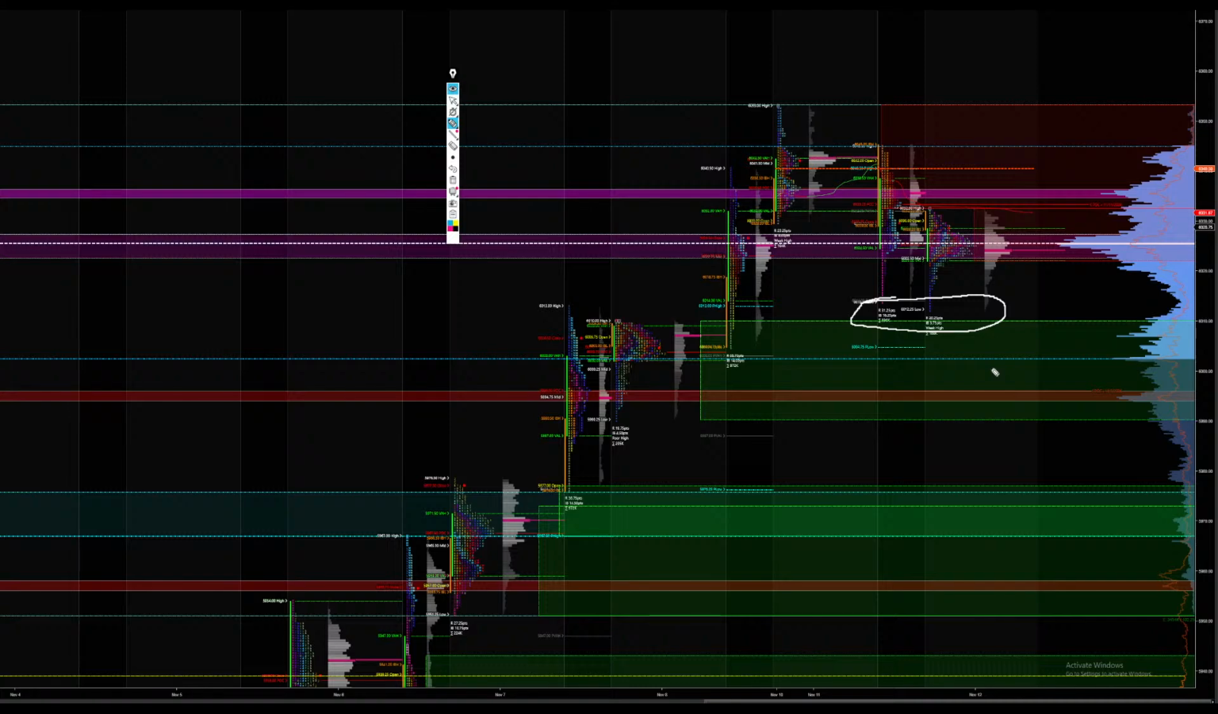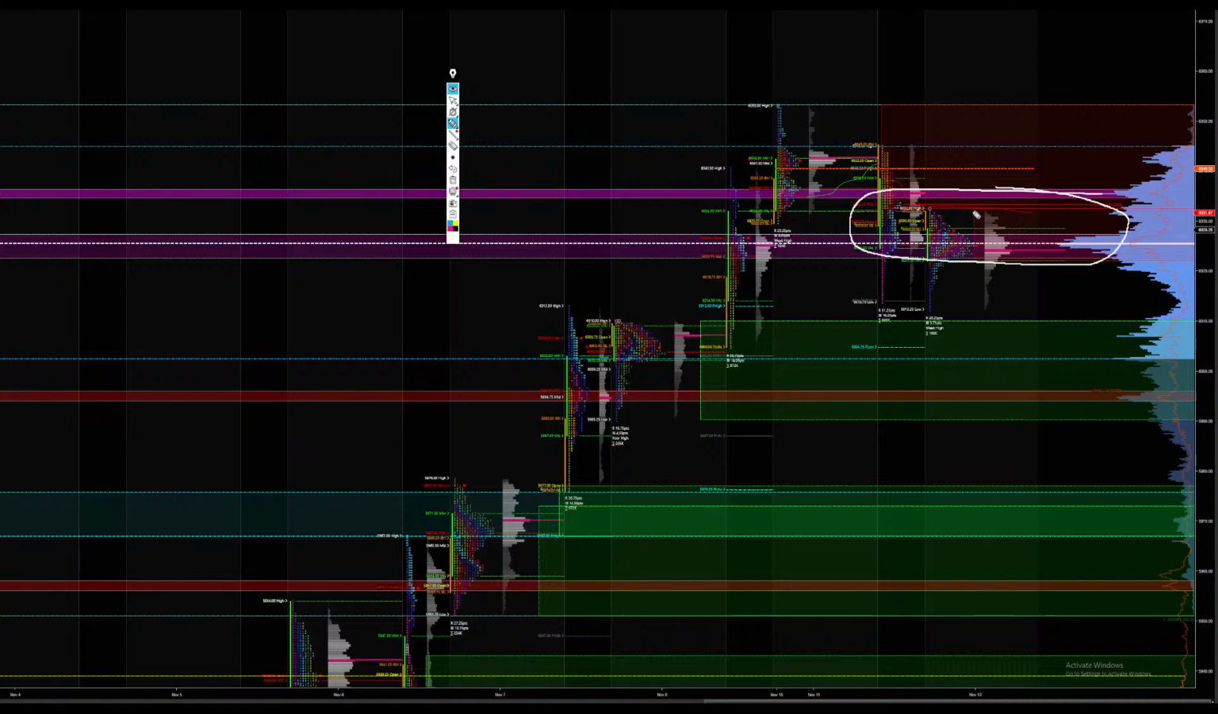Now you can see here our inventory on the overnight is close to, I'd say, 90% net short. But guess what? That doesn't matter anymore because price is up here. That negates that edge. So I would say there's a chop zone here. It's in this area.